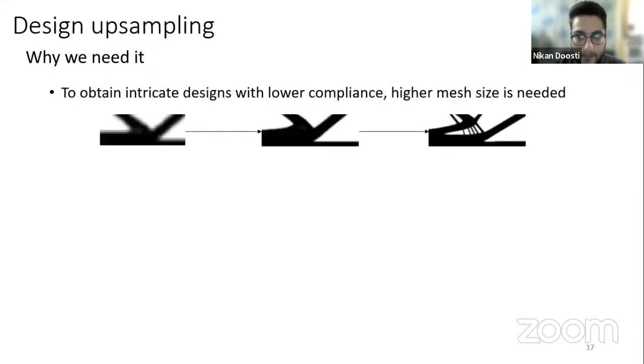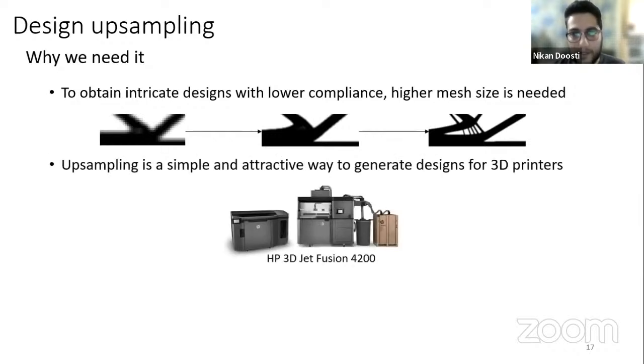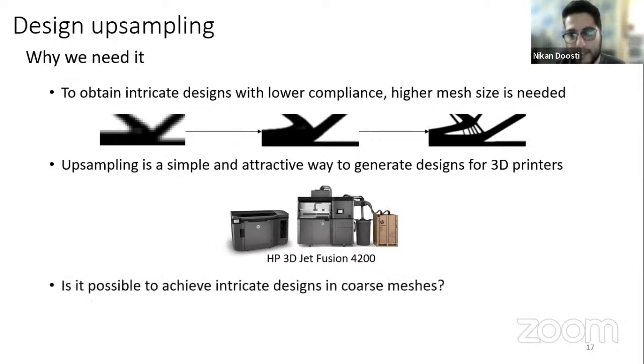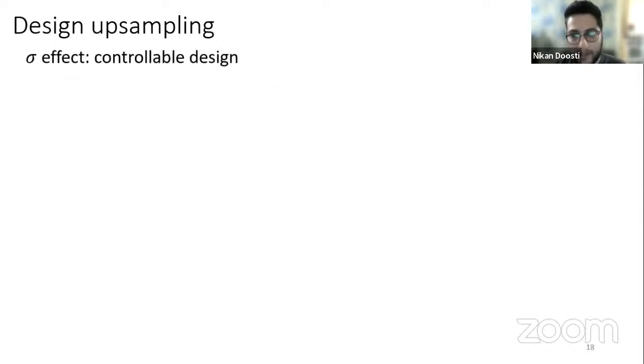Once more, to obtain more intricate designs that have lower compliance, we need to go for larger meshes that increase the computational time. Today, there is a large gap between what hardware demands and what computational models can compute. To close this gap, simple upsampling of the design is desired. The important question here is, can we use our design representation to emulate higher resolution designs while using a coarse mesh? Well, the answer is yes.